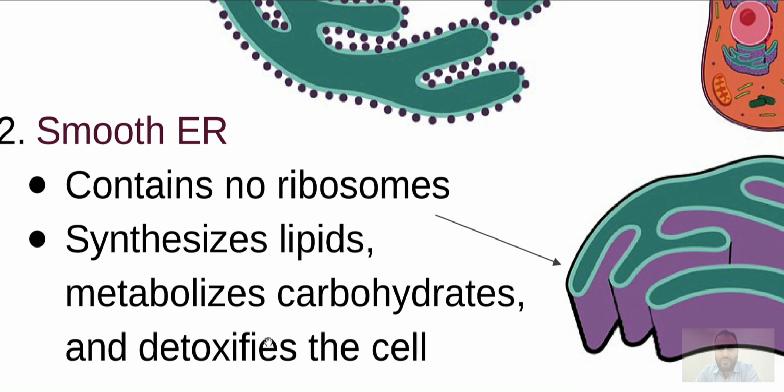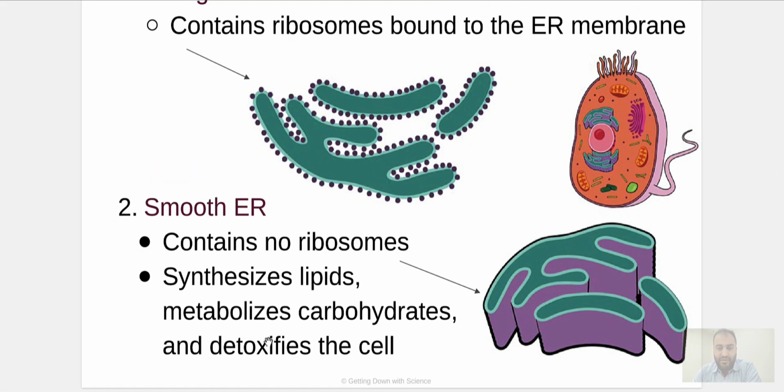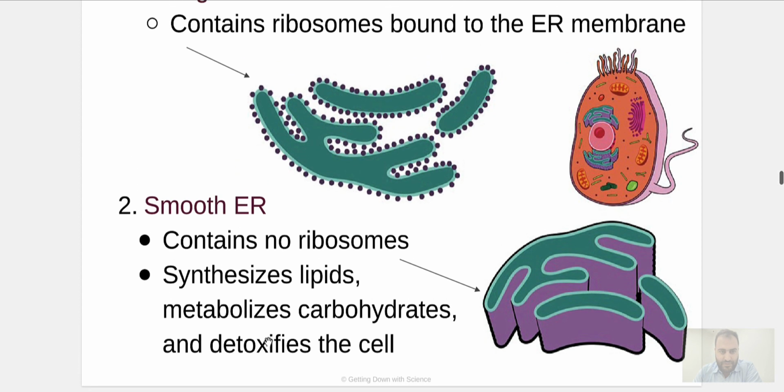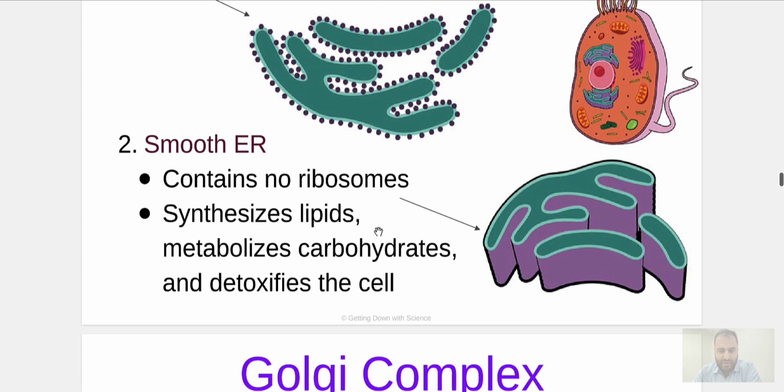That's why people who drink a lot of alcohol tend to have a large number of smooth ER in their liver cells, because the liver is where the cleaning or detoxifying of blood takes place. So that's why they have a high number of smooth ER in their cells, because they need to clean a lot of toxins. So again, this is smooth and rough ER.